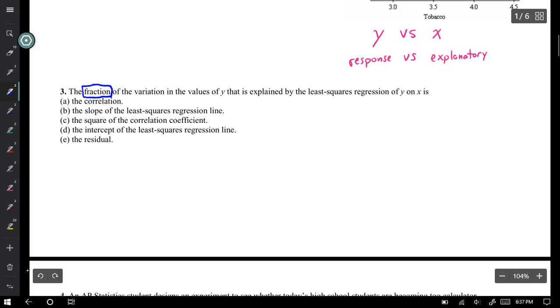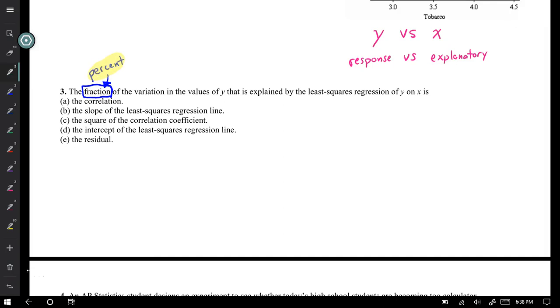I don't like that word. I want to think of another word that means fraction. 3/4 is 0.75, which is 75%. So when I see the word fraction or the word ratio, I'm going to think of the word percent. So let's read with the word percent.